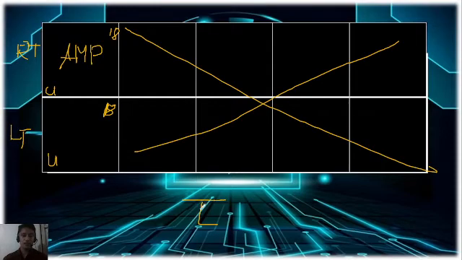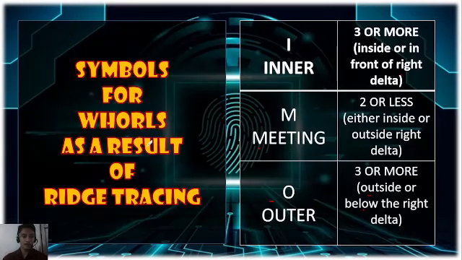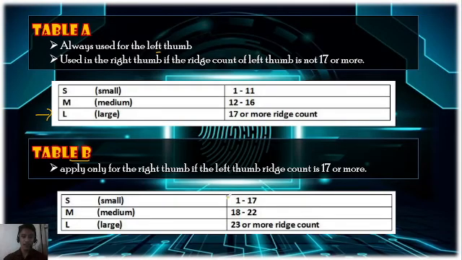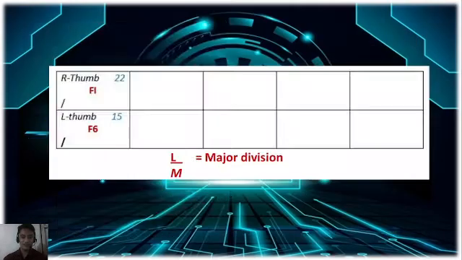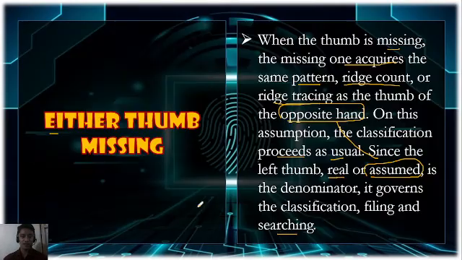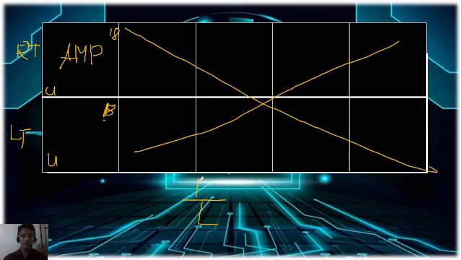Okay, and then ngayon, sa numerator naman natin. Ano yung basis ulit natin? Si left thumb. So, more than 17 siya. 17 or more siya. Okay, 17 or more ridge counts. So, anong gagawin? Anong table ang gagamitin? Ang table na gagamitin natin is still the table B. Okay? Kaya nandyan, saan nabibilang si 18? Nasa medium. Okay, kaya ang magiging fingerprint classification natin is medium. Alright, so M over L. Yan yung major classification natin.